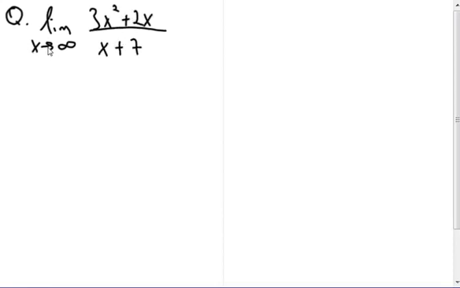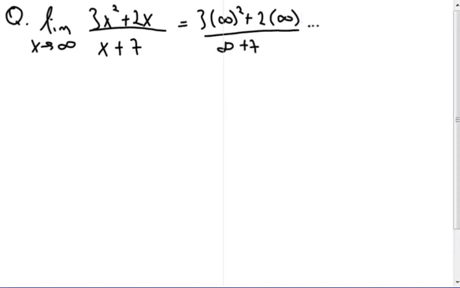Let's talk about some other infinity and limit situations. Now this is a little bit different. Here we have a rational function, but I'm saying what is the limit of 3x squared plus 2x over x plus 7 as x approaches infinity? So as x gets larger and larger and larger, let's just think about this. It's going to end up being 3 times some really large number, I'll just put infinity squared, plus 2 times really large numbers, which is infinity, divided by infinity plus 7.